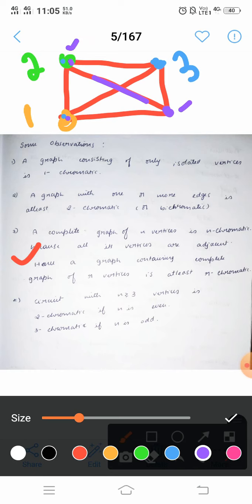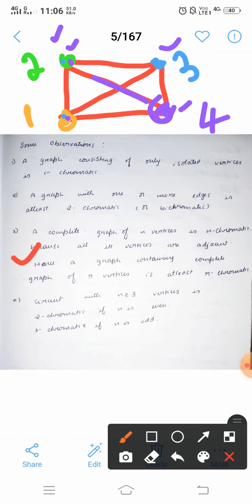So here the last vertex is adjacent to the vertex which is colored with 2. Also it is adjacent to the vertex colored with 3. So I can't color this vertex with color 1, color 2 or color 3. I have to take a different color. So I am taking a fourth color. So the complete graph with 4 vertices is 4 chromatic.